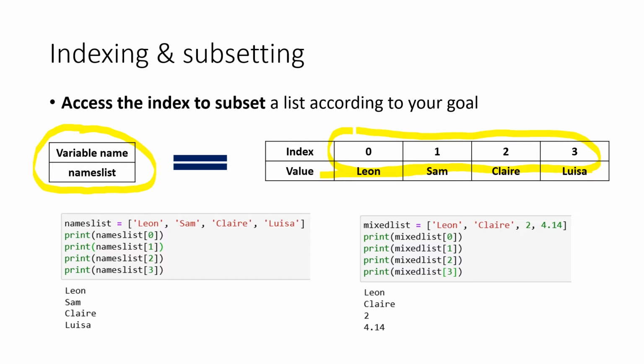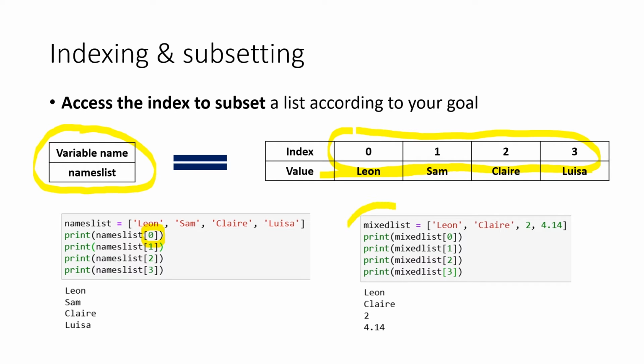Here we subset for our first element within the list, that would be Leon. So we first call the variable nameslist, and then we put in square brackets the index number afterwards. So if we call for 0, we get Leon. If we call for 3, we get Luisa.